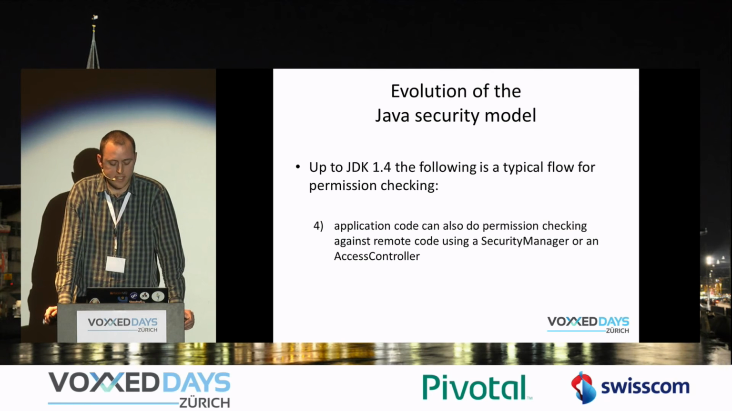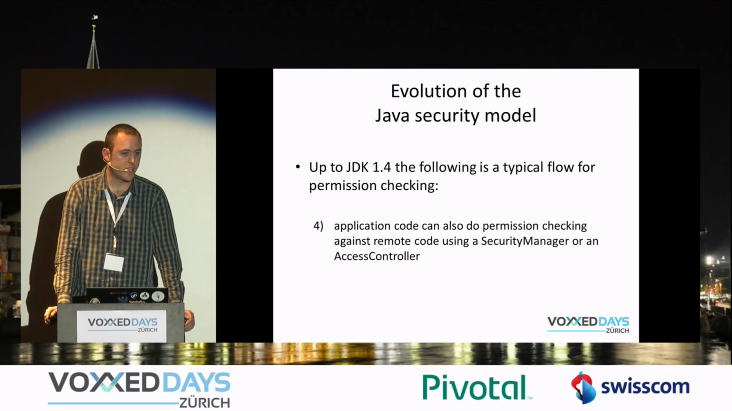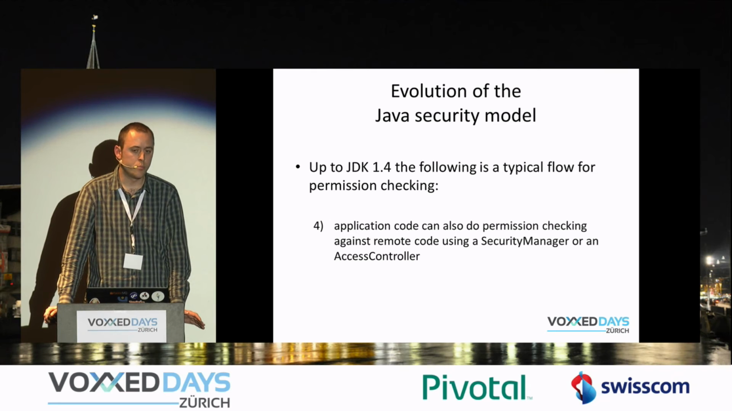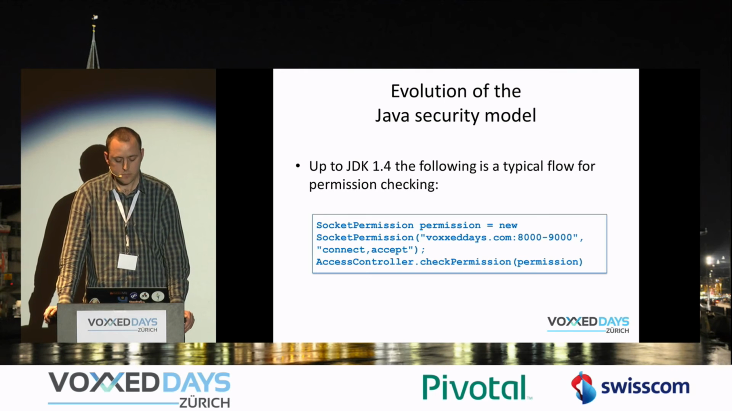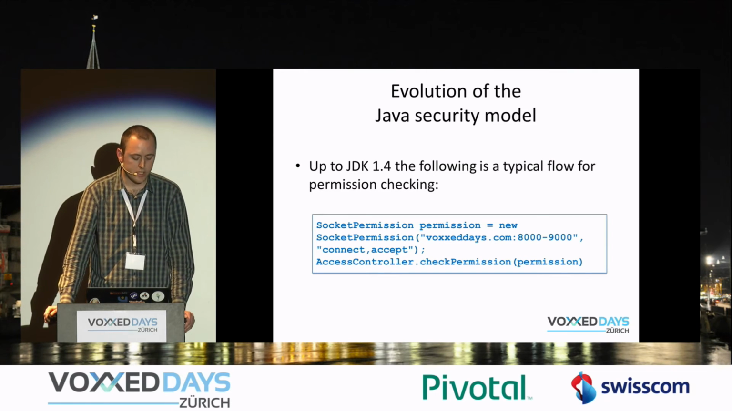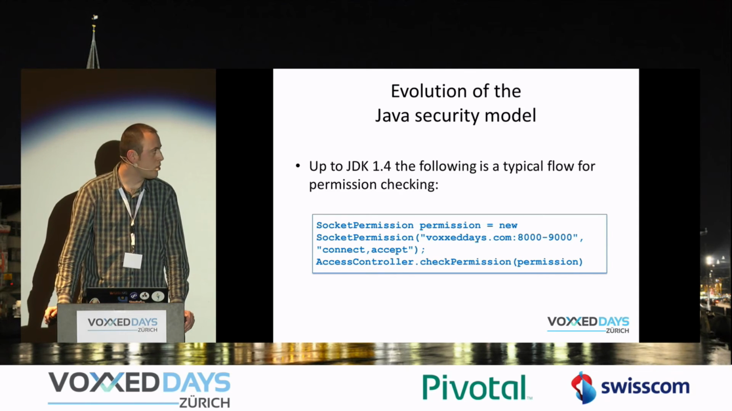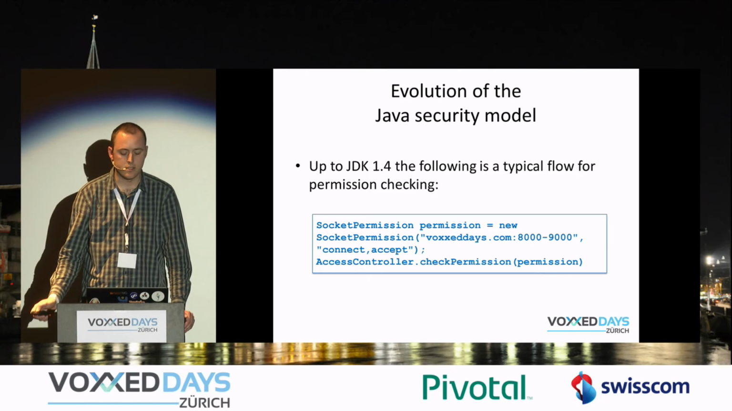Okay, so once that is done, application code can also do permission checking based on a security manager or on an access controller instance. As we said earlier, AccessController is a newer API that provides you with the ability to do permission checking without having a security manager instance installed inside your JDK. And here is the same example, but with the AccessController class. As you can see, the code is basically the same, with the sole difference that here we don't check whether we have any security manager installed, but check directly whether we have the permission using AccessController.checkPermission by invoking that static method.